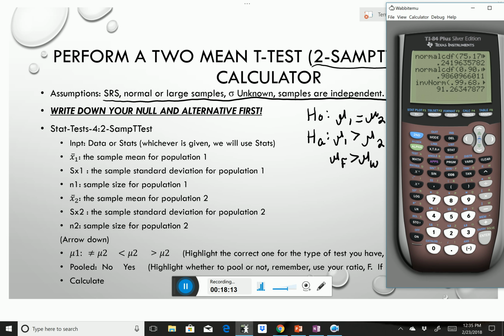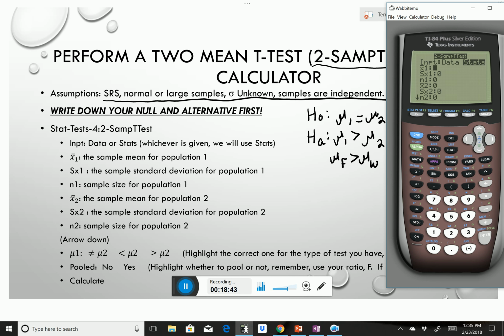So let's look at STAT. We go over to TESTS, and we go to number 4, which is 2-SampTTest, number 4. And in this case, we're not given data, we're given statistics. You can always be given statistics in anything, or given data, in which case you use lists, but we're given statistics. So we switch over to that and hit enter. Now we have everything we need.